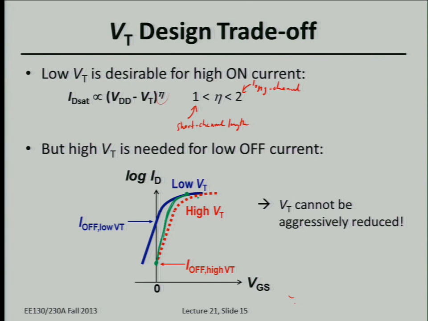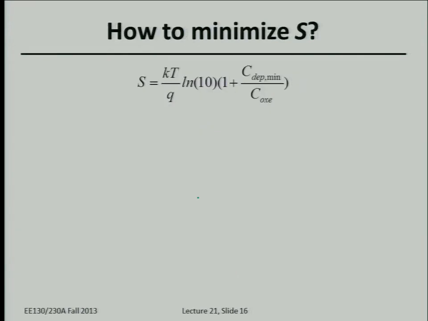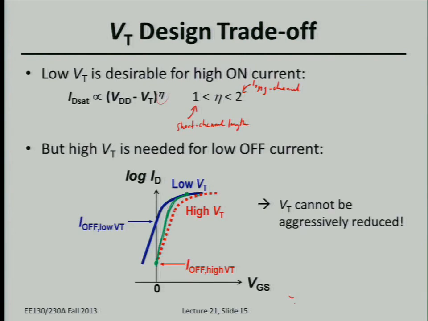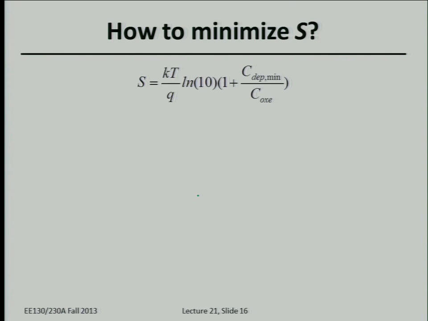We're making it steeper. We're trying to make it smaller, right? In other words, we want to be able to change the current with less change in gate voltage. Or we want to turn off the transistor more quickly as we lower the gate voltage. So the question is, how do we minimize that subthreshold swing? How do we make it steeper? Yes, Justin?